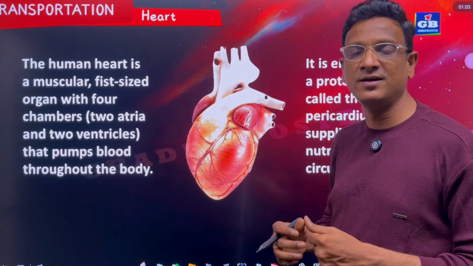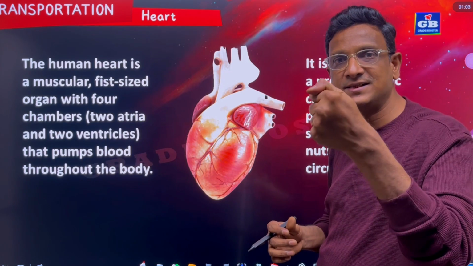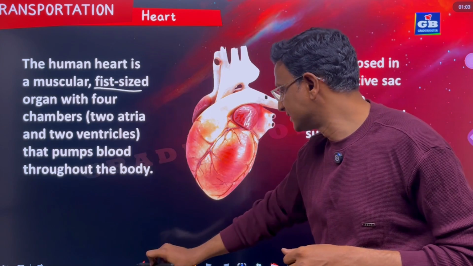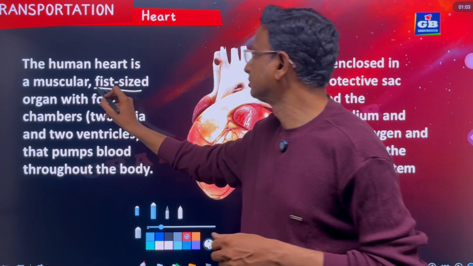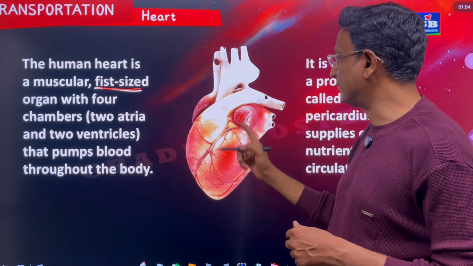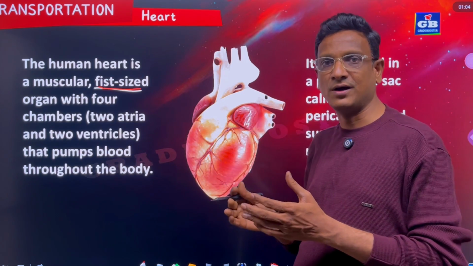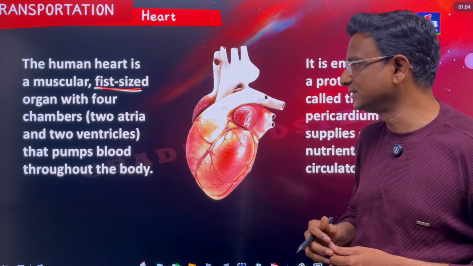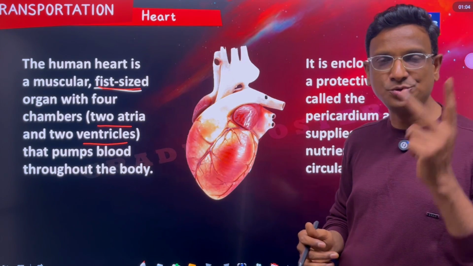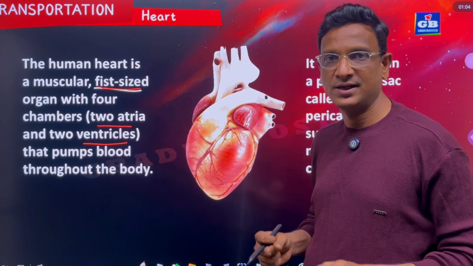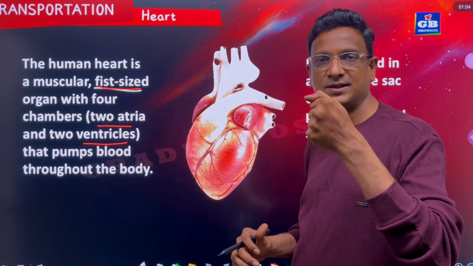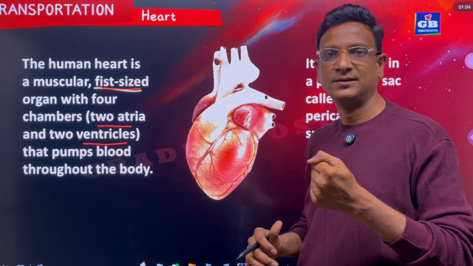It's a muscular organ which is the size of a fist, right? So a fist-sized organ with 4 chambers. We will see in the cross section of the heart that we can identify the 4 chambers. Out of the 4 chambers, 2 are atria and 2 are ventricles, which pump the blood. So the point is, it is the size of our fist. It's a muscular organ, right?